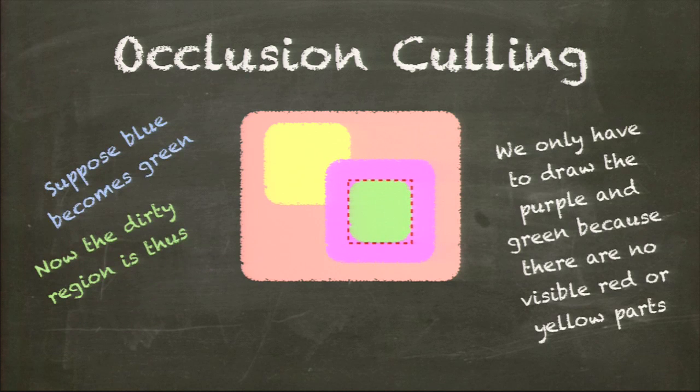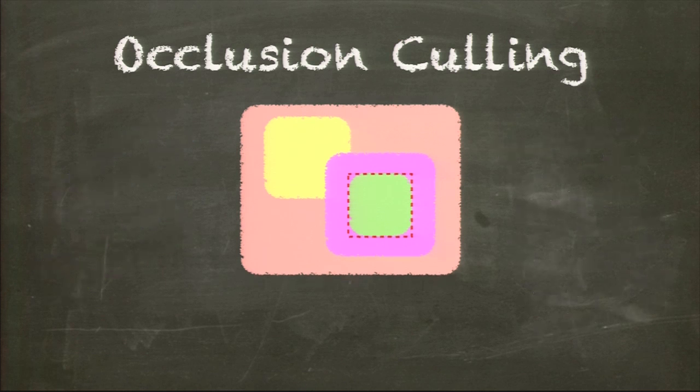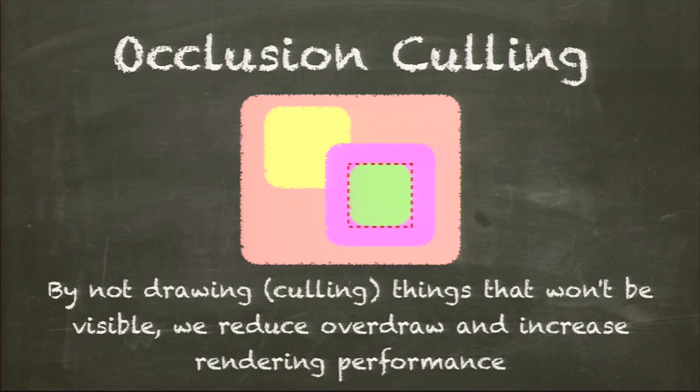Now suppose that the blue guy becomes green. So now our dirty region is smaller here. The nice thing here is that we can say, hey, hold on a second. The green is completely above a solid opaque purple area. So I don't have to draw the red, I don't have to draw the yellow. I can only do this part. So this is what occlusion culling is. By culling out things that won't be visible, we reduce the overdraw and we increase our rendering performance because we don't have that fill rate issue anymore for that particular area.